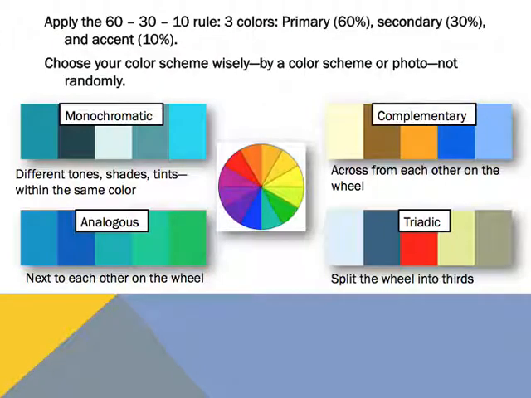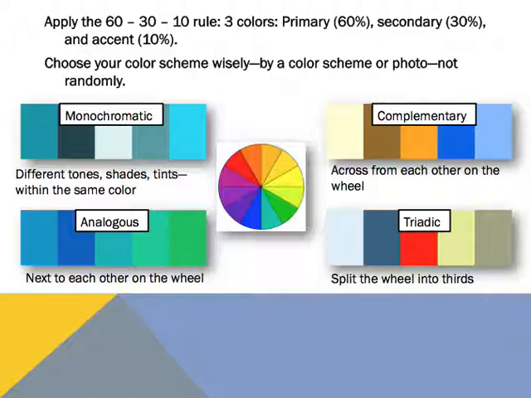Now, finally, here is some help with color schemes. So you're going to apply the 60-30-10 rule using 3 colors. 60% should be primary, 30% secondary, and 10% an accent color. You should choose your color scheme wisely. Buy a color scheme or photo, not randomly. Don't just think, I like this color and this color and this color, so I'm going to use them. Look for color schemes that work.